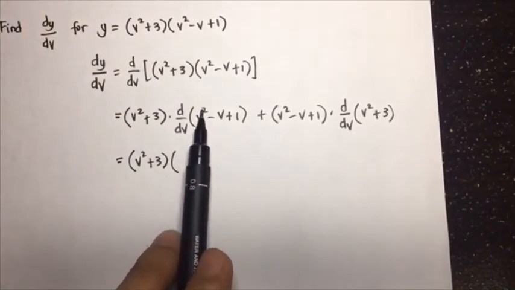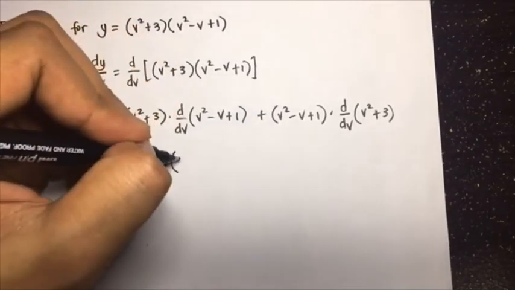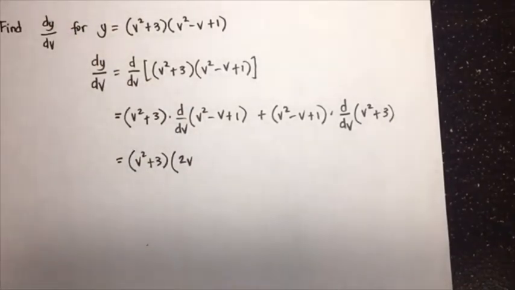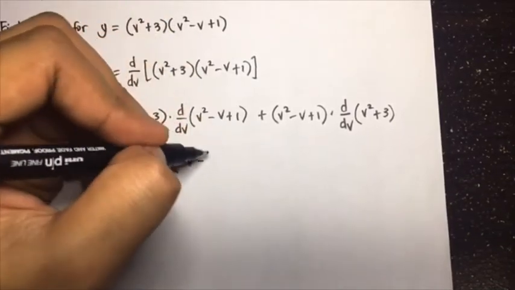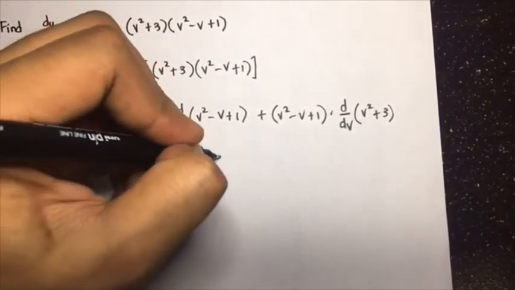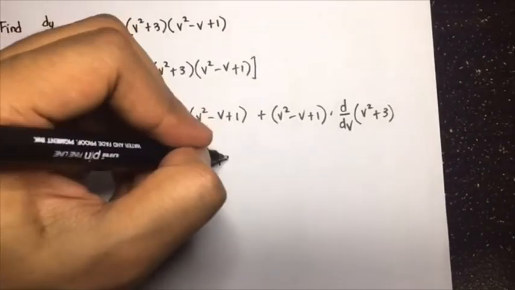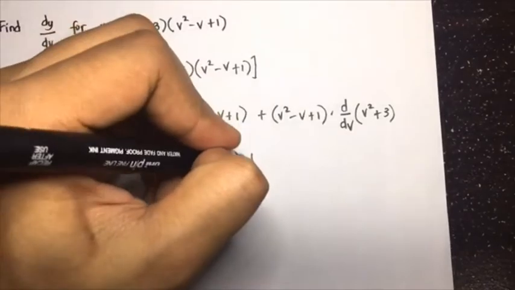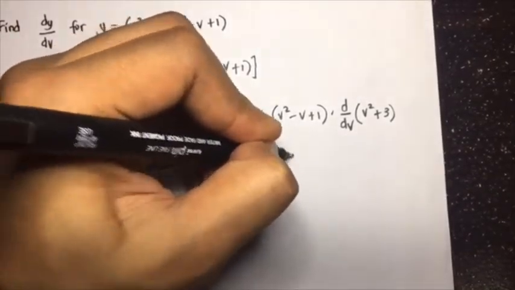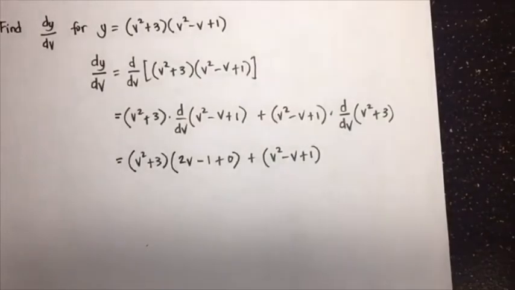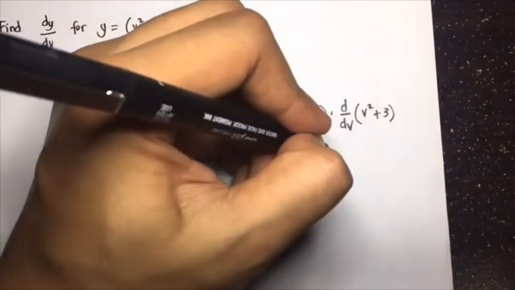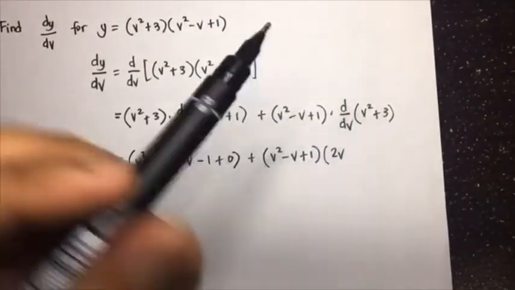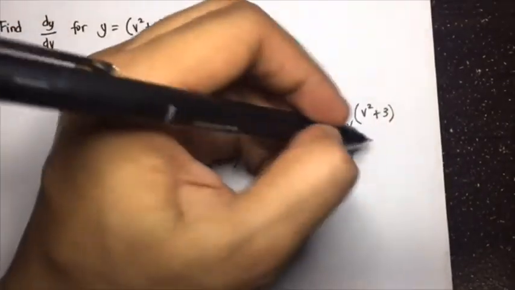So, derivative of v squared, so this will follow the power formula. So, 2v raised to 2 minus 1. So, we will have 2v. Okay? Minus the derivative of v with respect to v, that is equal to 1. Then, derivative of a constant is 0. Okay? Plus, copy, v squared minus v plus 1. The derivative of v squared plus 3 is, so derivative of v squared, so same here, so that is 2v. Plus, derivative of a constant, so we have 0.